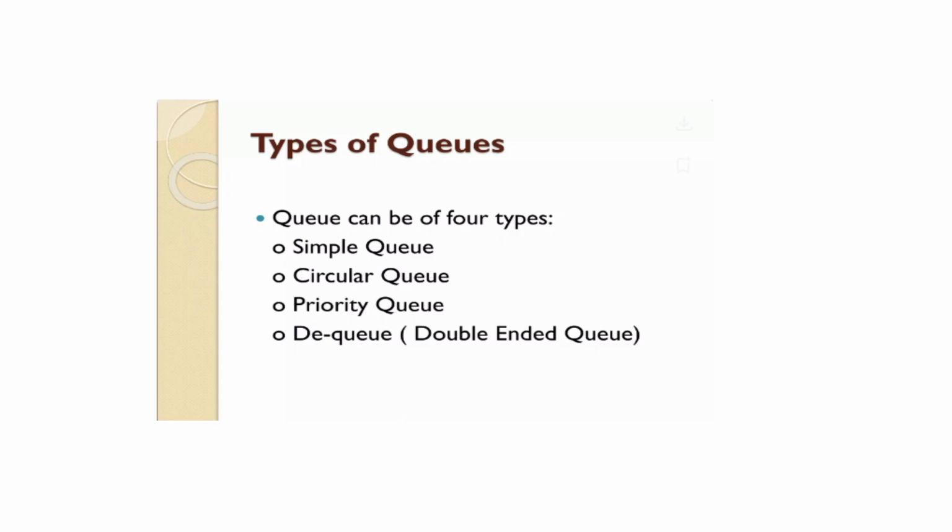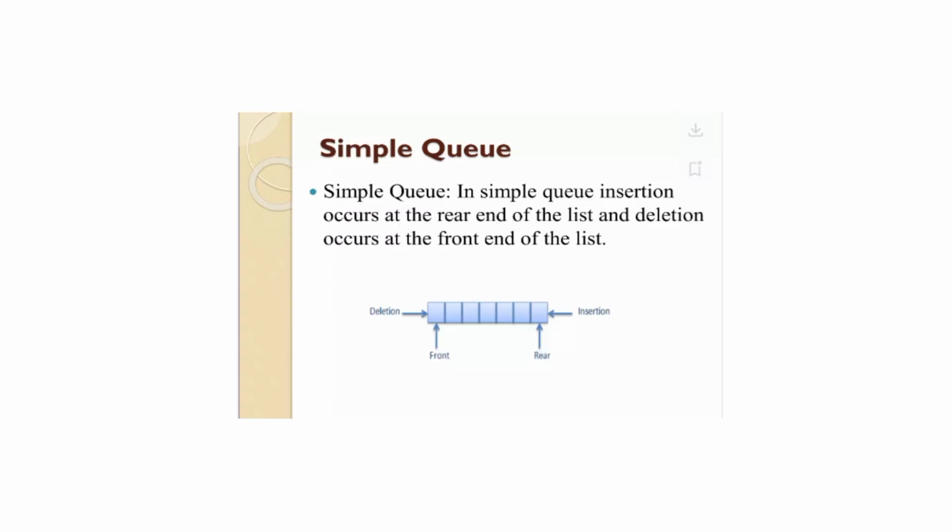So here are the types of queues. A queue can be categorized into four types: simple queue, circular queue, priority queue, and DQ or double-ended queue. We'll see these four one by one. In a simple queue, there are two ends, one for insertion and another for deletion. Deletion is performed at the front end and insertion is performed at the rear end of the queue.